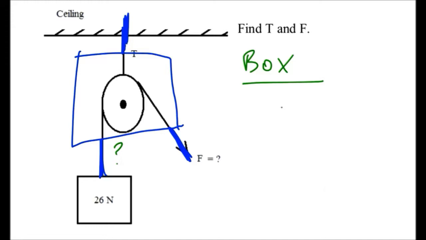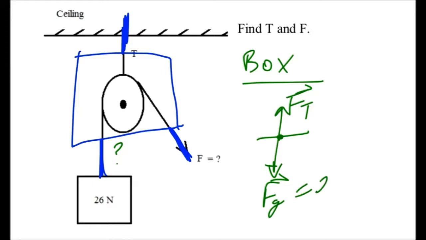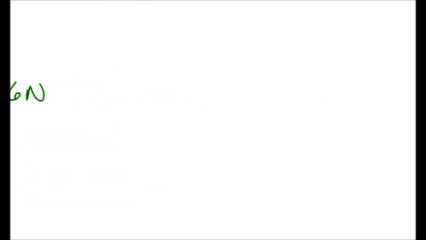All right, so tell me a force acting on the box. Which way? Okay. Tell me another one. Tension force acting up. Okay, and then gravity was equal to what here? Very good, 26 newtons, okay? Which means that this tension force is 26 newtons. All right, now let's do our pulley as the free body.